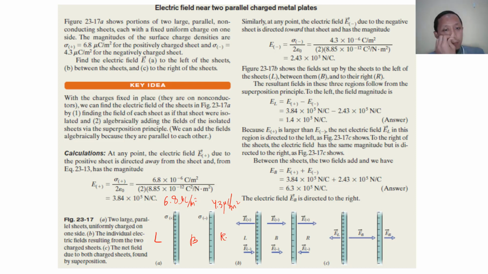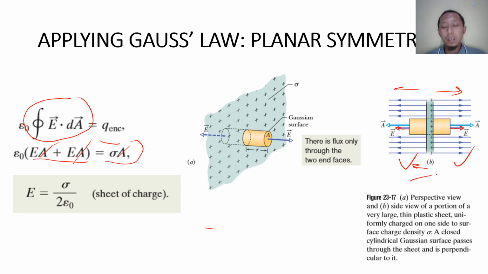On the first step, don't forget to check the kind of the charge. This is positive here, this is positive here, and this is negative here. At any point, the electric field due to the positive sheets is directed away from the sheets, and from the equivalent. So for the magnitude, we use this equation because this is similar to the previous problem.